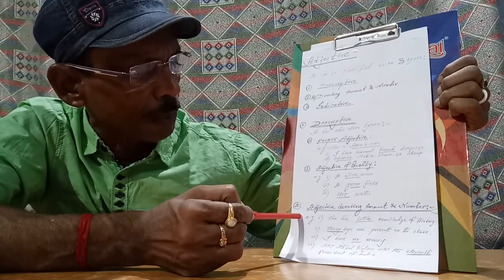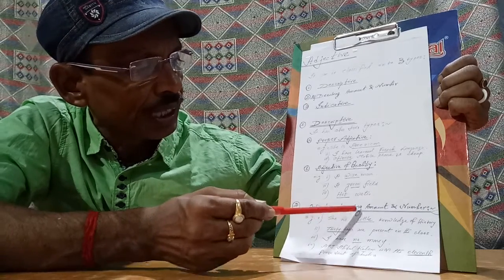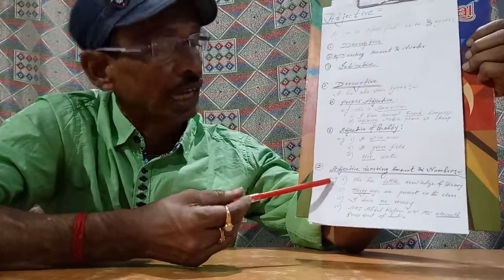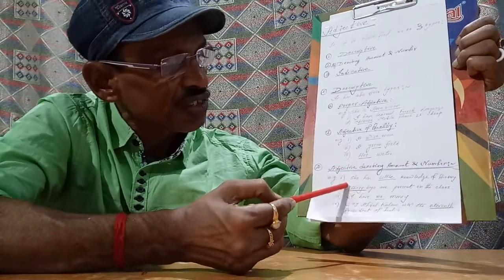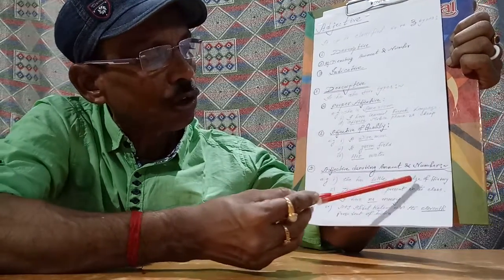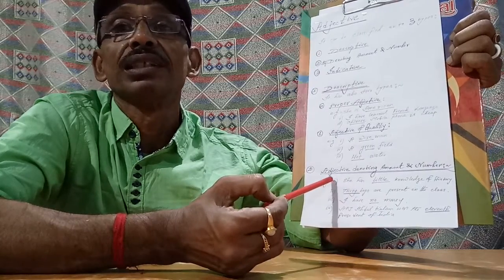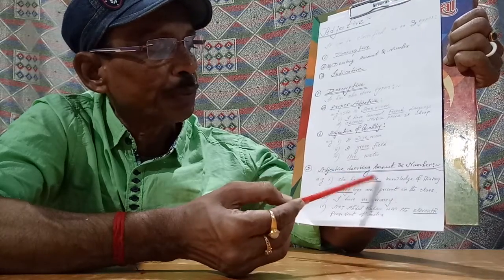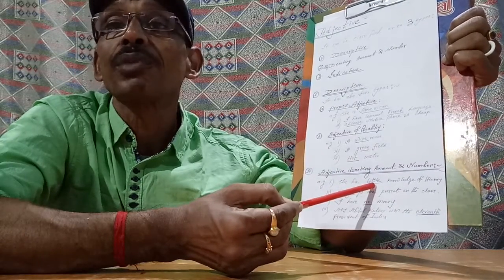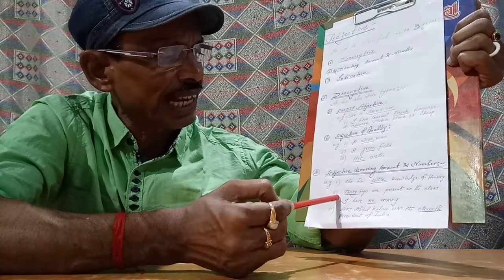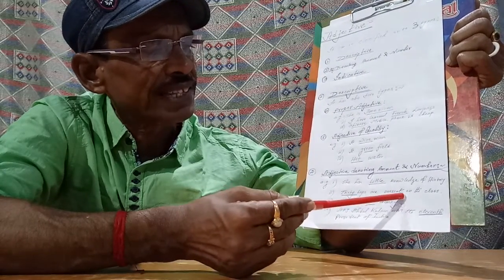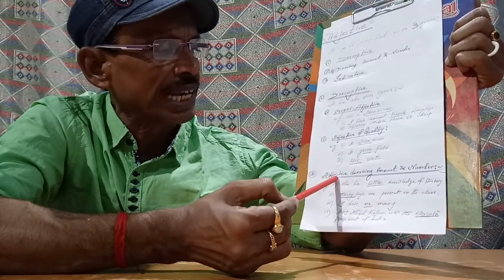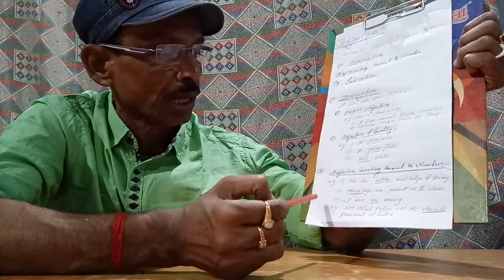Next, number 2 I am coming: adjective denoting amount and number. First example, she has little knowledge of history. Here, little is the example of adjective denoting amount. Second example, 30 boys are present in the class. Here, 30 is the example of adjective denoting number.